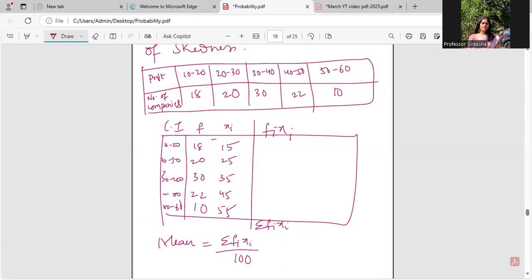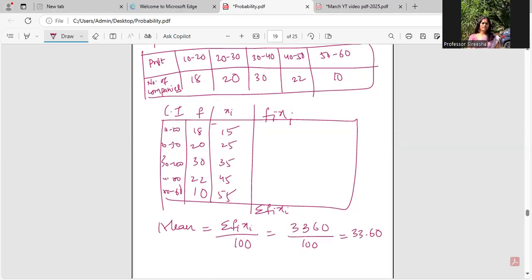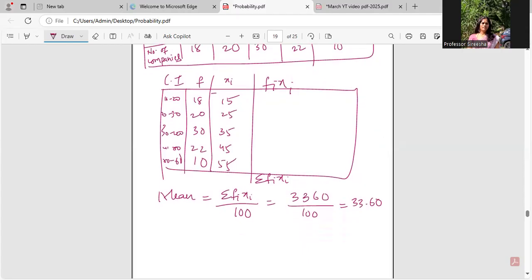Summation Fi, I'll be getting a value around 3,360 by 100. So it would be something like 33.60. Okay, this is how I'll be finding the mean, which everyone is familiar with because this is a basic one. Now, how do I find the modal class and how do I find the mode?